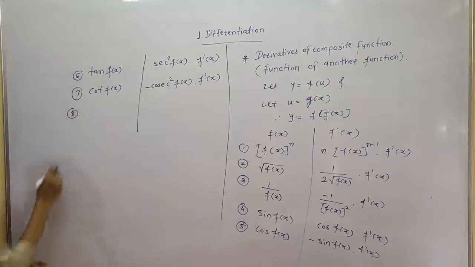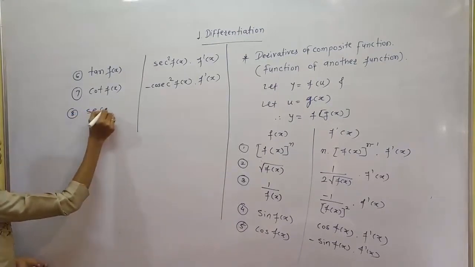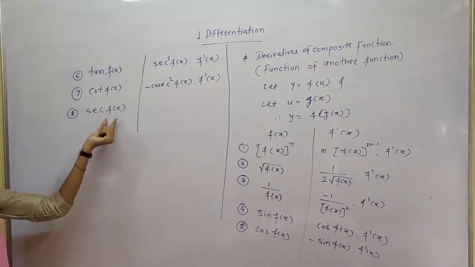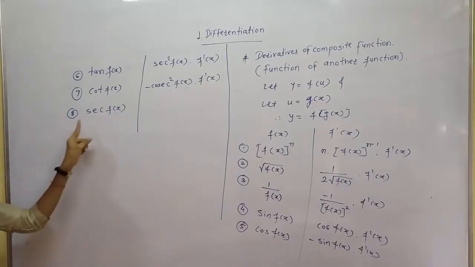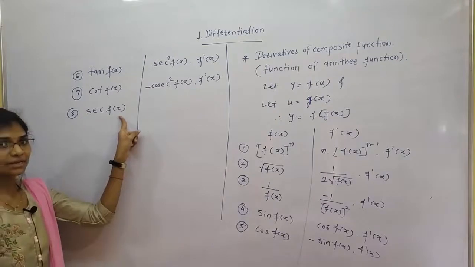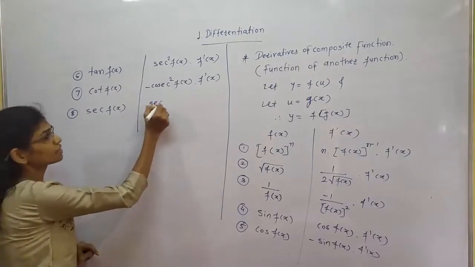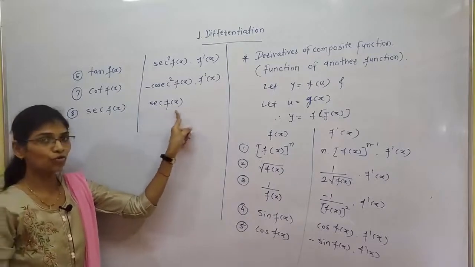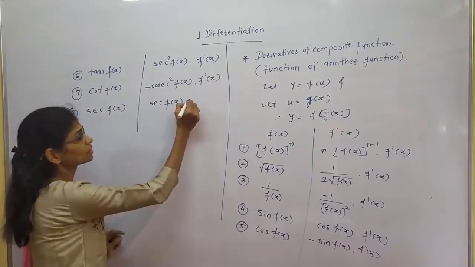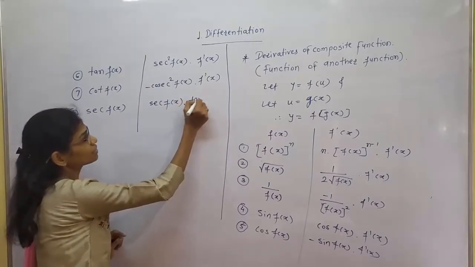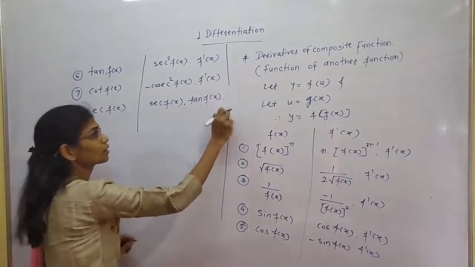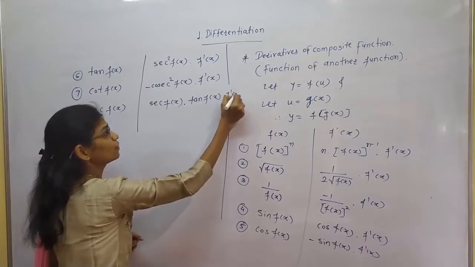And the derivative of sec of a function, the derivative of sec of the whole function. The derivative of sec x is sec x tan x, but here we have to take sec of the whole function multiplied by tan of f of x, multiplied by f dash of x.